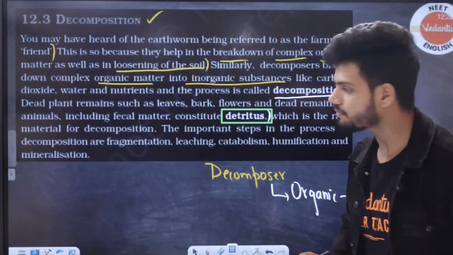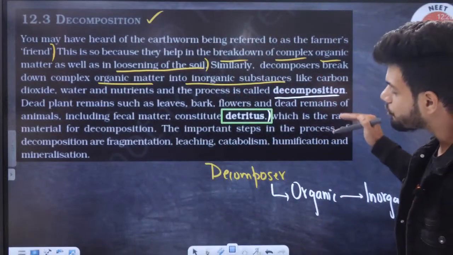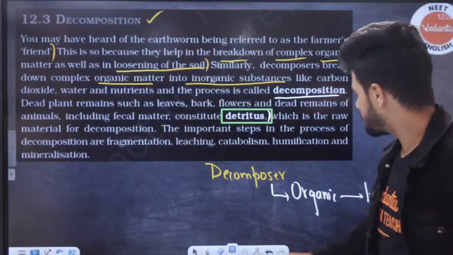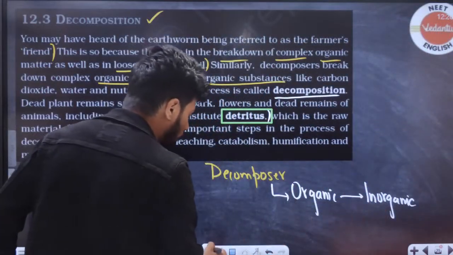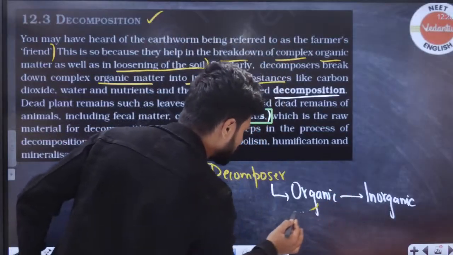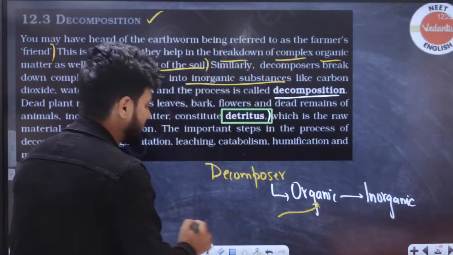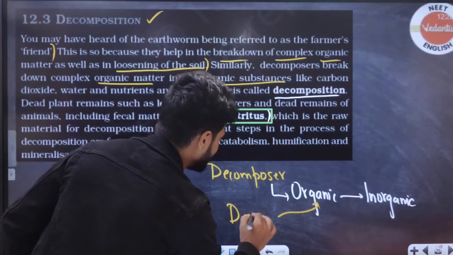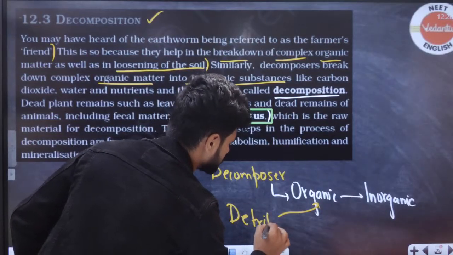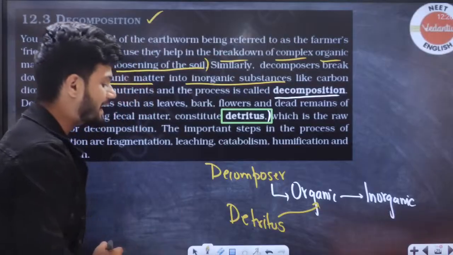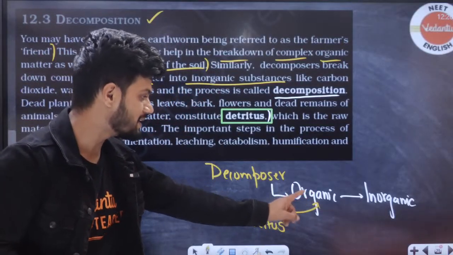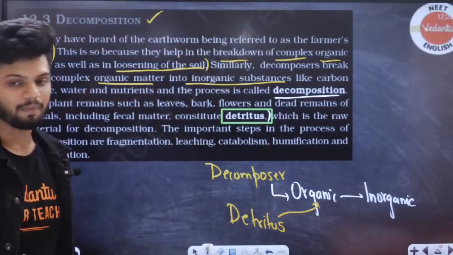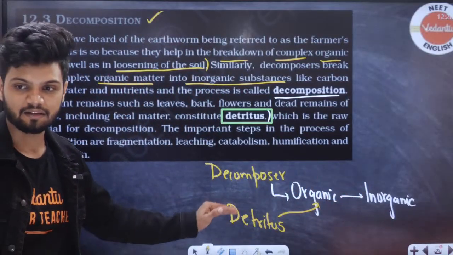Now, which is the raw material for decomposition? When I say organic matter is converted to inorganic matter, the organic matter I am referring to here is called your detritus. So detritus is getting converted, that is, organic matter is converted to inorganic matter.